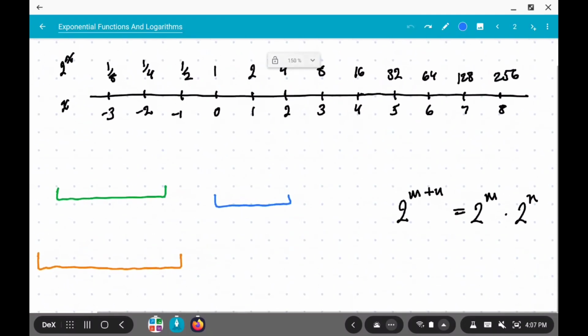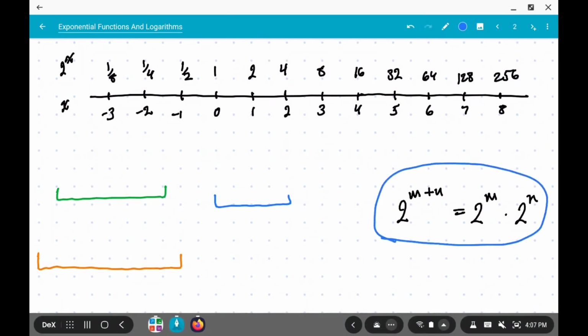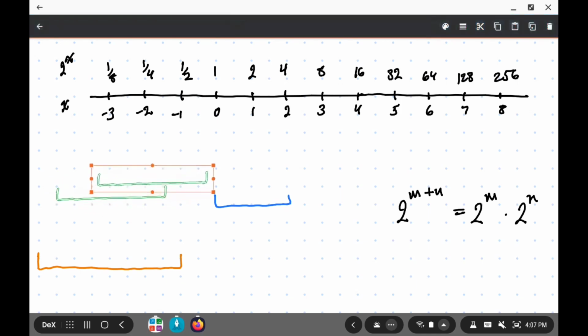Now I want you to remember that exponents have a number of algebraic properties, and among them is this one. I've done it specifically with base 2 here, but 2 to the m plus n is 2 to the m times 2 to the n. Now let me show you a way of seeing this with the number line. So first, let me move this over.